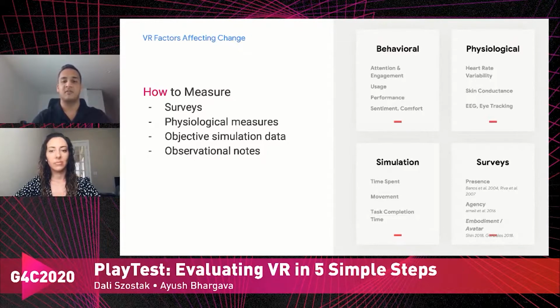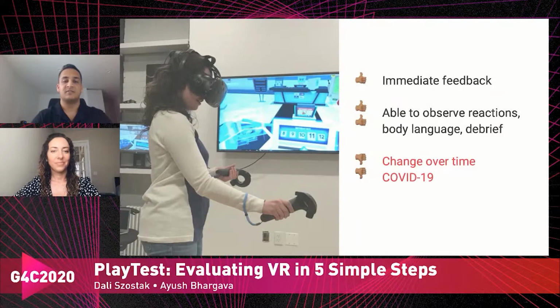And when it comes to VR specifically, you should always think about measuring presence, agency, and embodiment. These are some things that help you understand what's going on in the effect, and they also tell you if people are engaged in the activity itself, or if they're not engaged in the environment at all, if they're distracted by something else. Next slide.